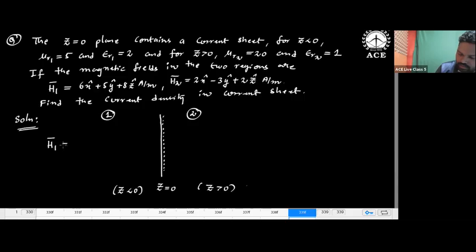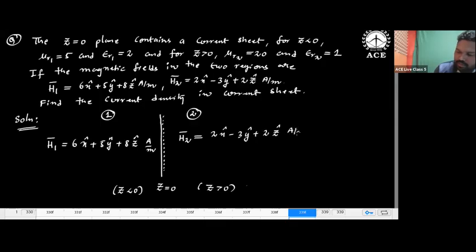H1 is equal to 6x cap plus 5y cap plus 8z cap ampere per meter. What is H2? H2 is equal to 2x cap minus 3y cap plus 2z cap ampere per meter. He is asking what is the surface current. Now fields are given, he is asking surface current.